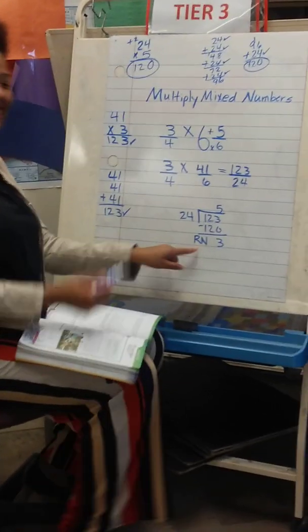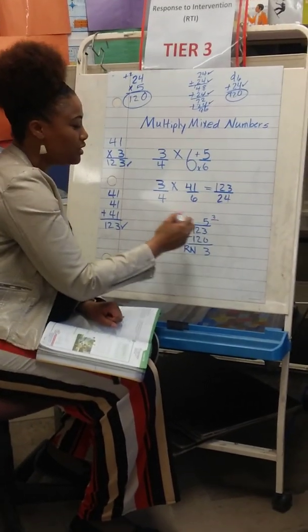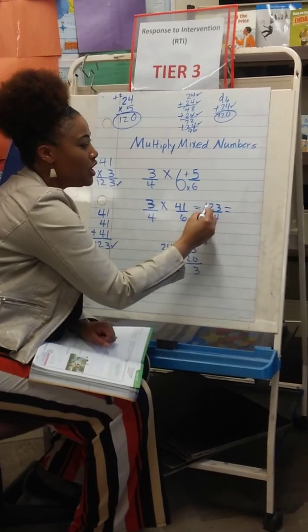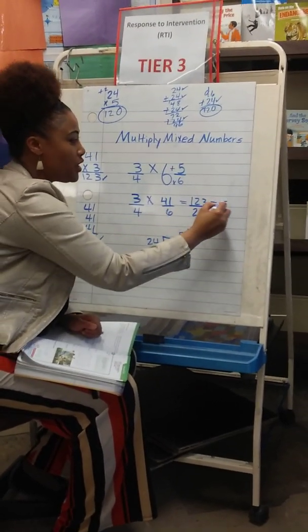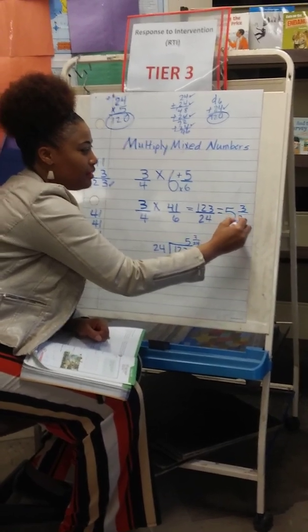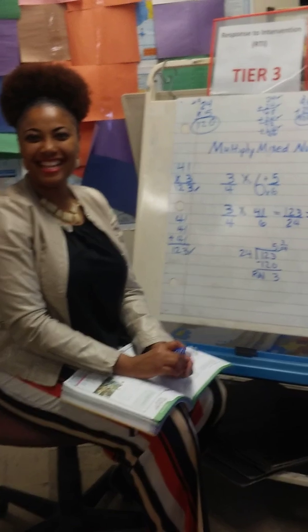So the remainder, 3, is the numerator, and of course, the divisor is our denominator. So 123 divided by 24 is equivalent to 5 3/24. How cool is that? All right, I hope that helped.